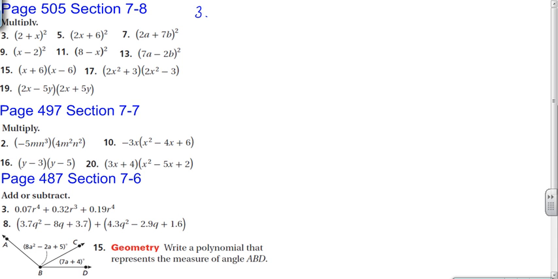In section 7-8, you were taught shortcuts that you could use to multiply these. So the shortcut is you square the first term, you multiply the two terms together and double it, and since everything was positive, that's plus, and you can square the last term. So 2 squared is 4, 2 times 2 is 4x plus x squared. Now, you could have also done box method or written it out 2 plus x and FOILed it. It still works the other way. This is just a shortcut.